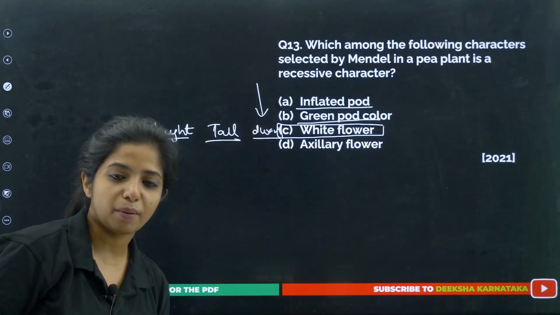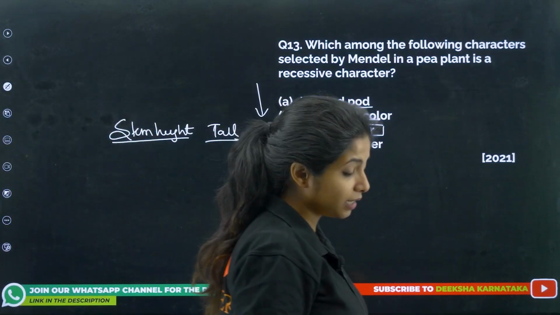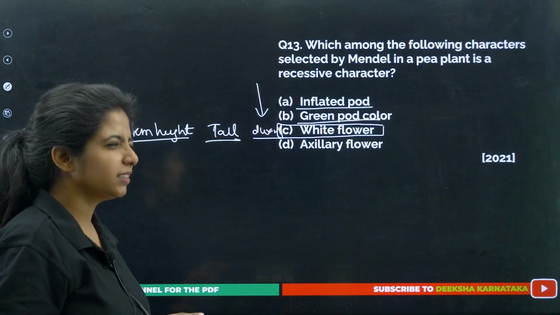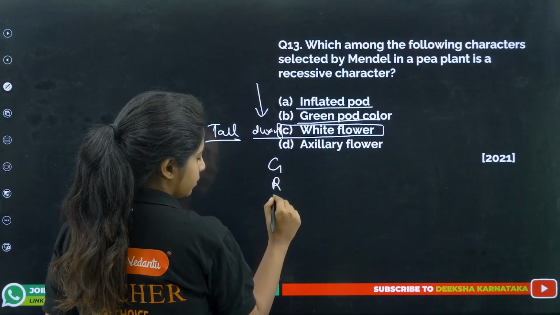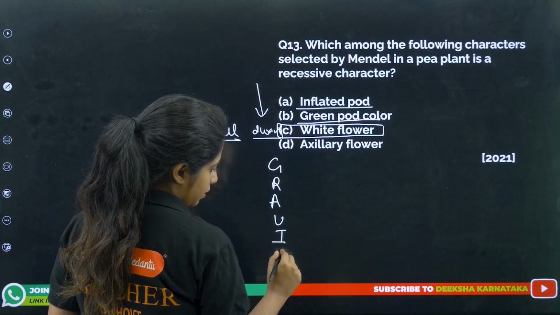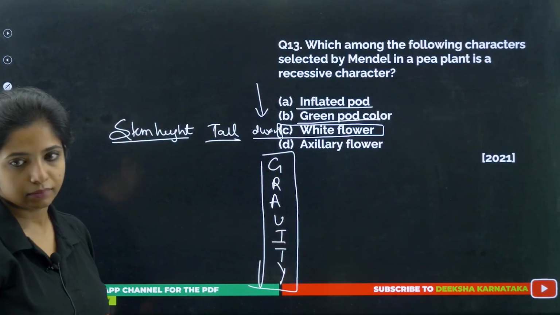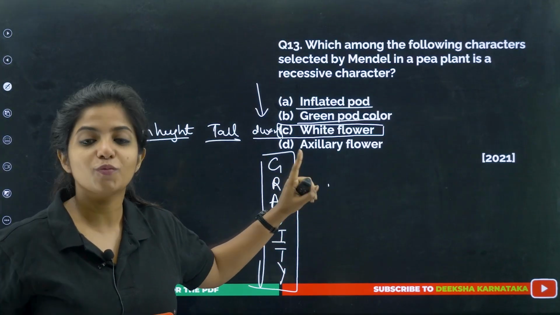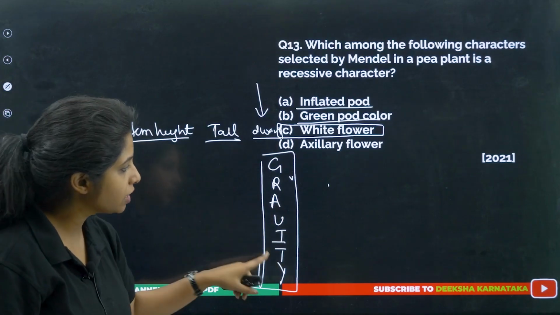How can you remember this, ma'am? I do not have any option. We have to remember it anyhow, seeing the chart. Okay, I have one way. Gravity. Gravity stands for all the dominant traits. But you have to know which one. Green, for example, G for green, but you should be knowing what is green, pod color or something else.